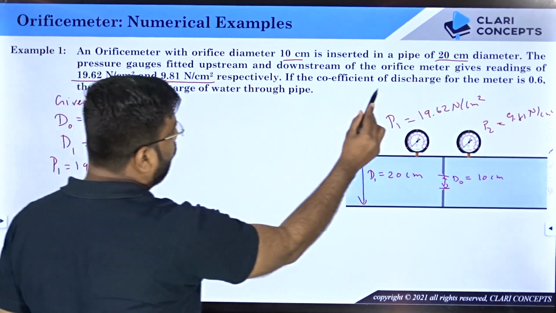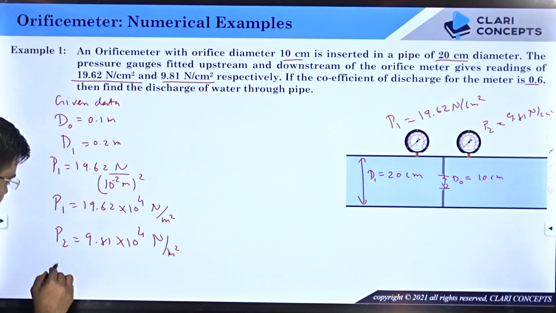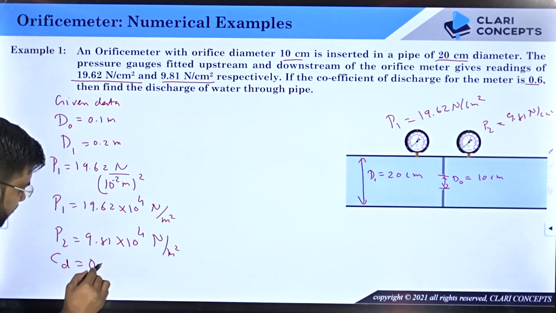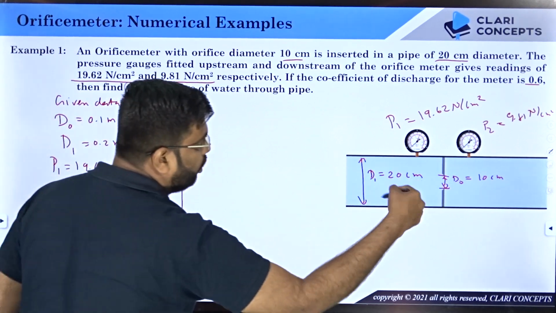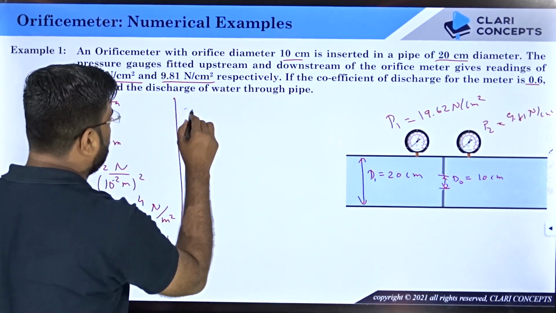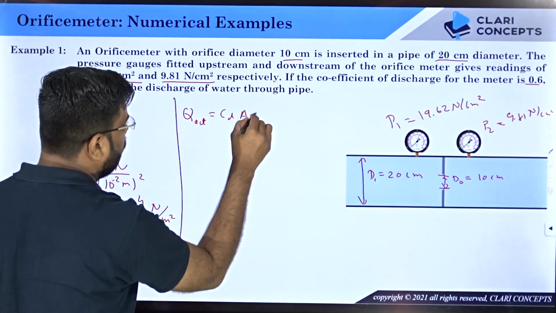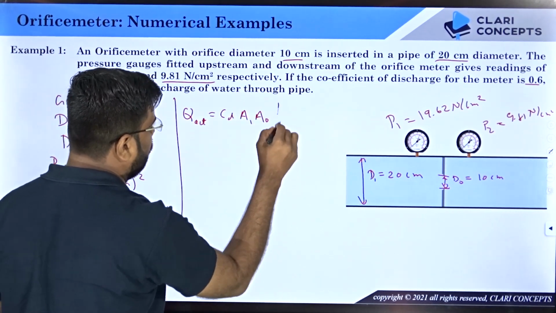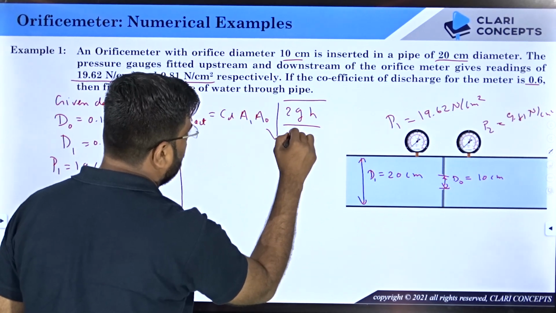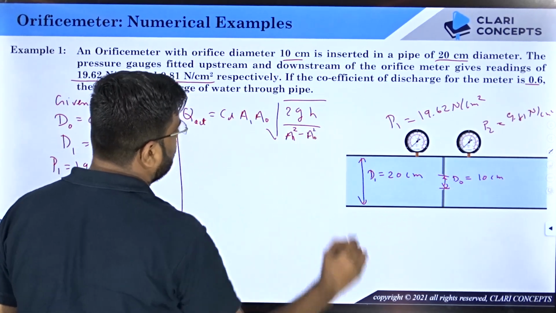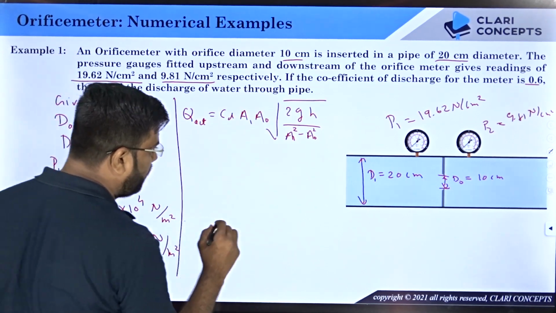Now, the coefficient of discharge for the meter is 0.6, so CD is given as 0.6. Then find the discharge of the water flowing through the pipe. You have to find the flow rate. What is the flow rate formula? I know that Q actual equals CD into A1 into AO, that is the area of the orifice, under root of 2GH over A1 square minus AO square. Now, let us first find the value of each of these and then find the final answer.